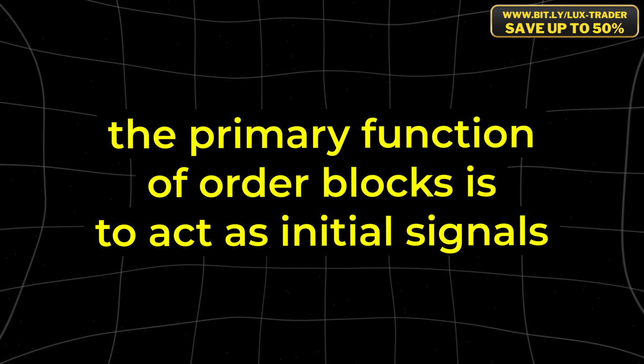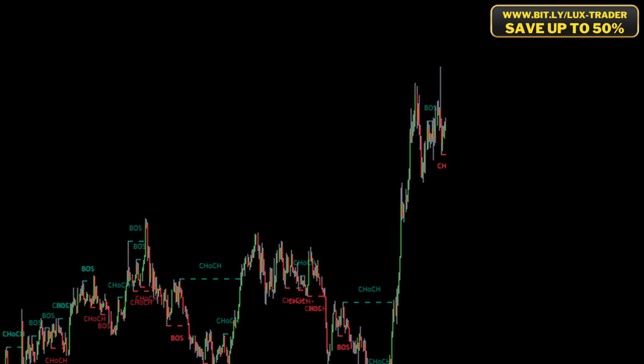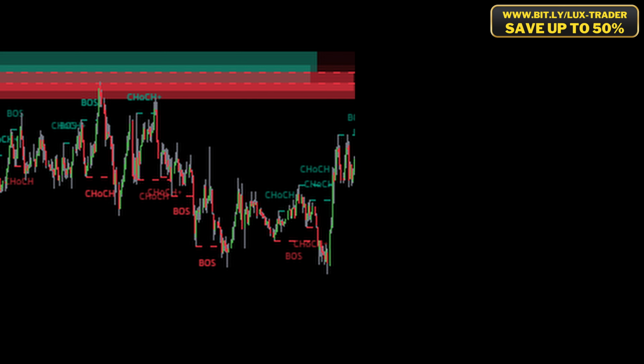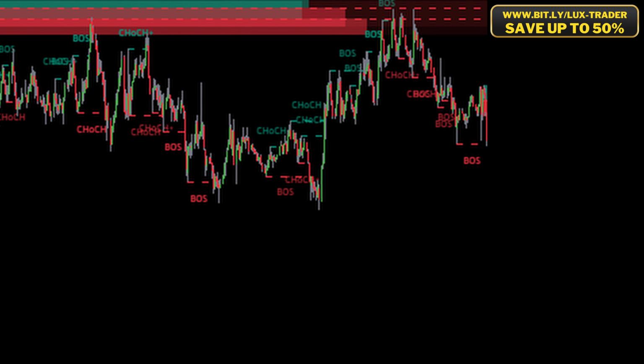The primary function of order blocks is to act as initial signals. When the price comes back to retest an order block located below the current price action, it suggests a potential buying opportunity, and when it goes up to retest an order block located above the current price, it indicates a potential selling opportunity.